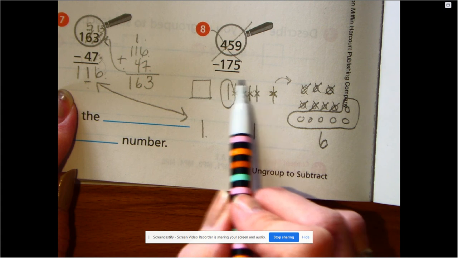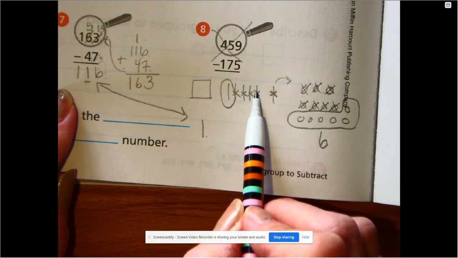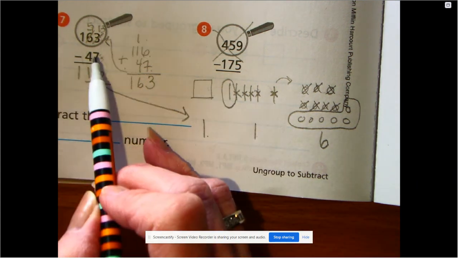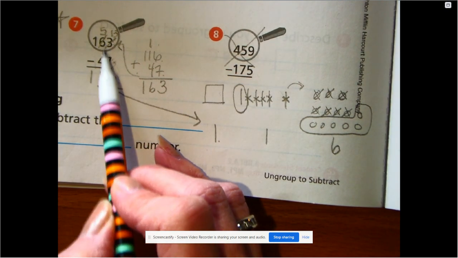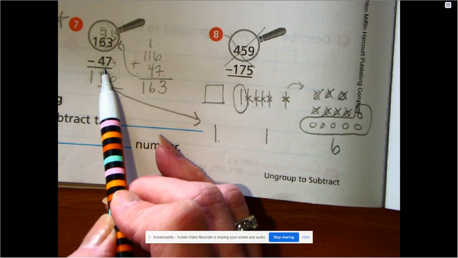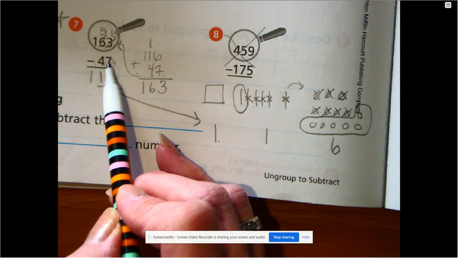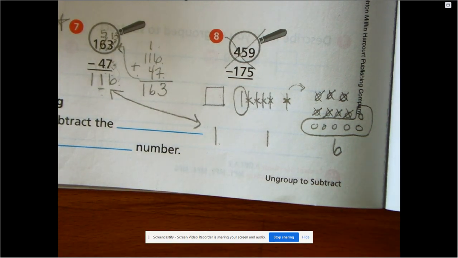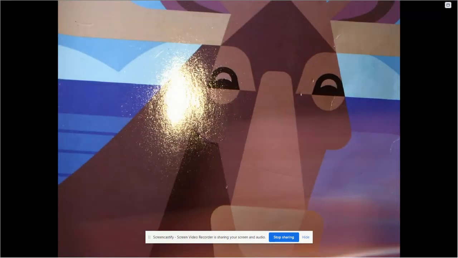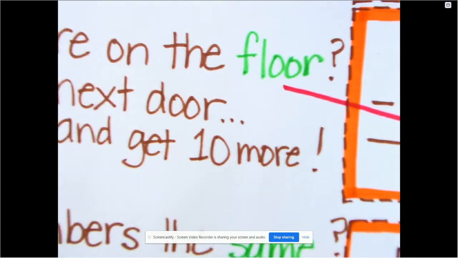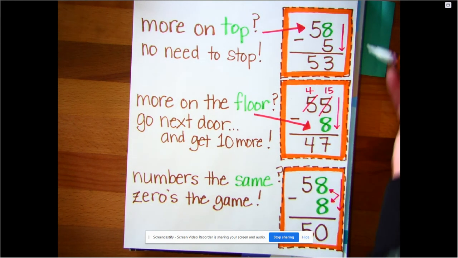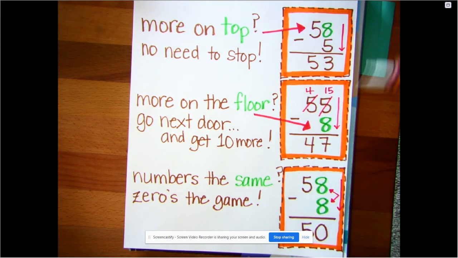Remember, if you don't need to ungroup something, then don't. I did not need to ungroup my 100 and break it apart into 10 sticks because I had enough, right? There was more on top, so there was no need to stop. I just subtract down. In the ones, there was more on the floor, which is why I had to go next door. Remember, pay attention to this poem so that you can remember the right way to do it. And don't ever subtract up. Always start at the top and subtract down.